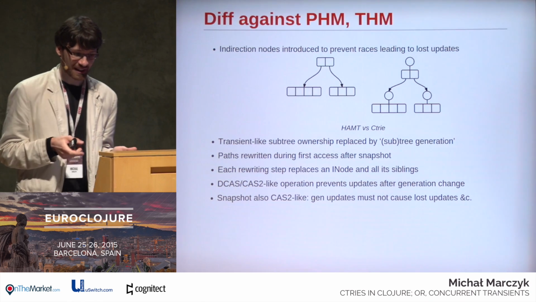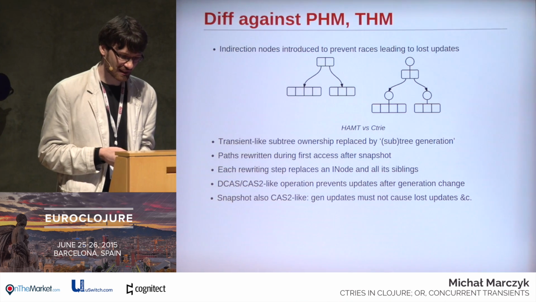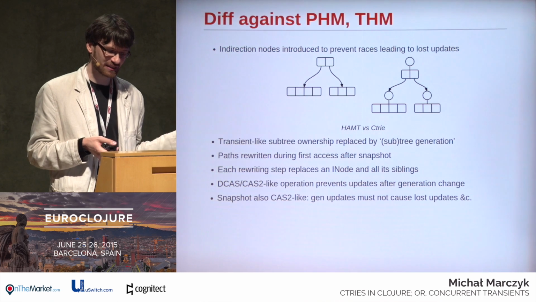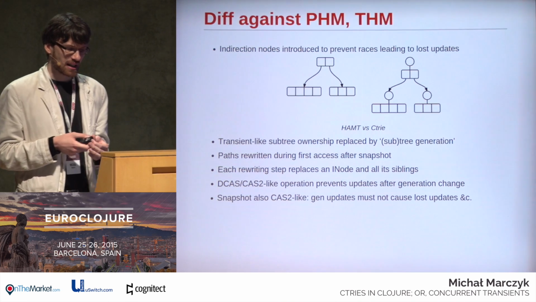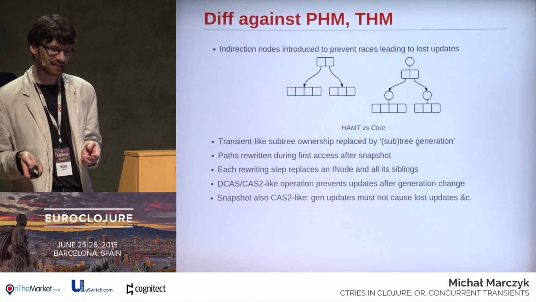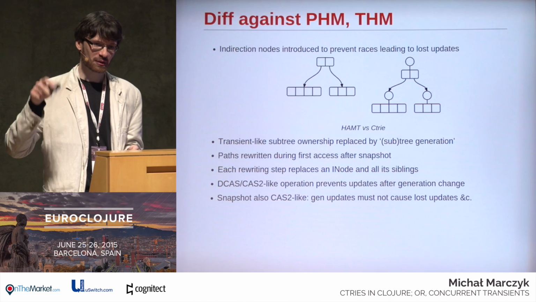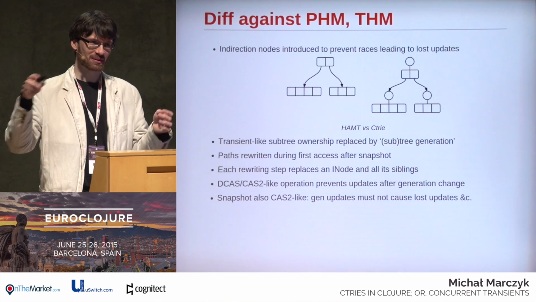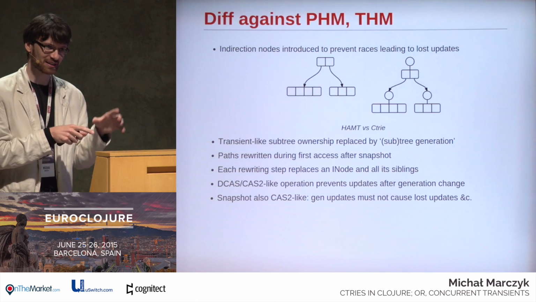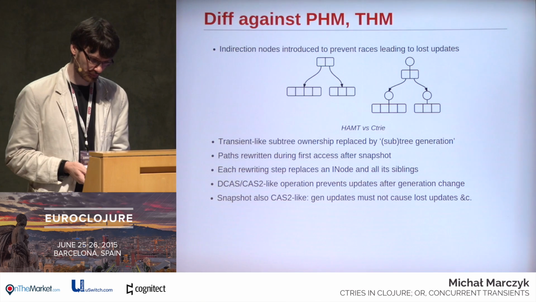And then what I think is most interesting inside the data structure is the pair of DCAS, for double CAS or CAS2-like operations, that it uses to prevent modification to supposedly immutable snapshots, to prevent modifications to C-tries from affecting other C-tries which they might share structure with.